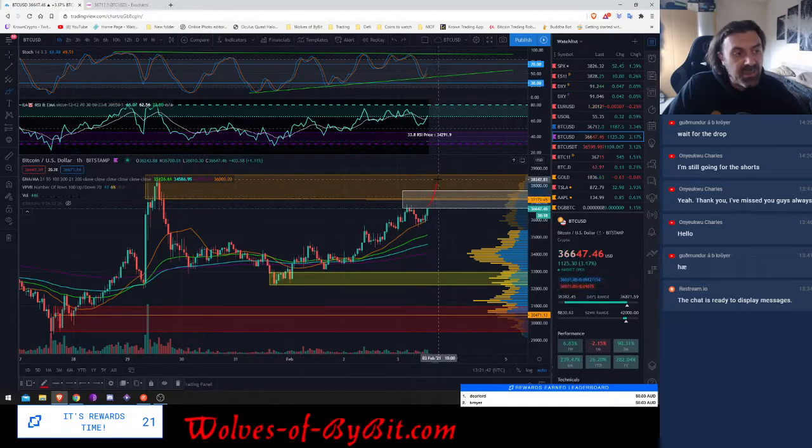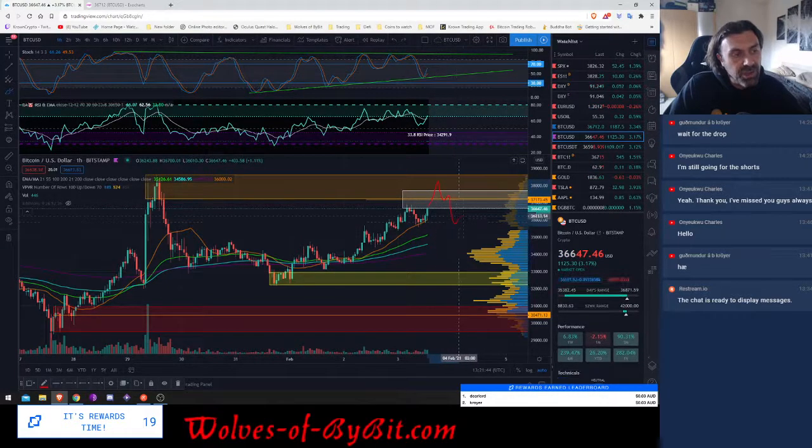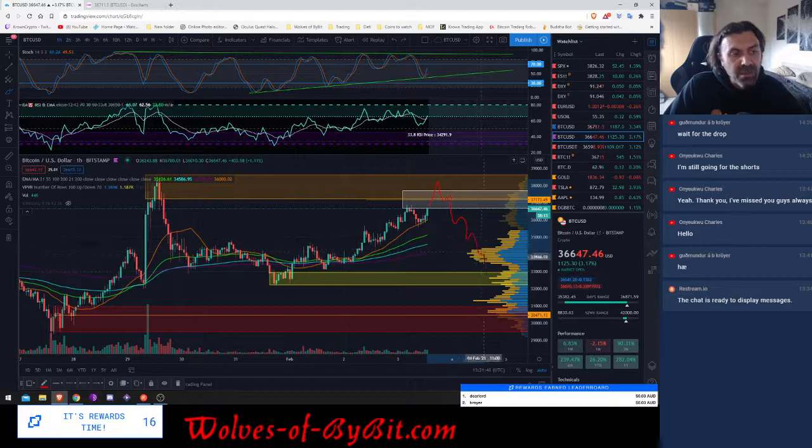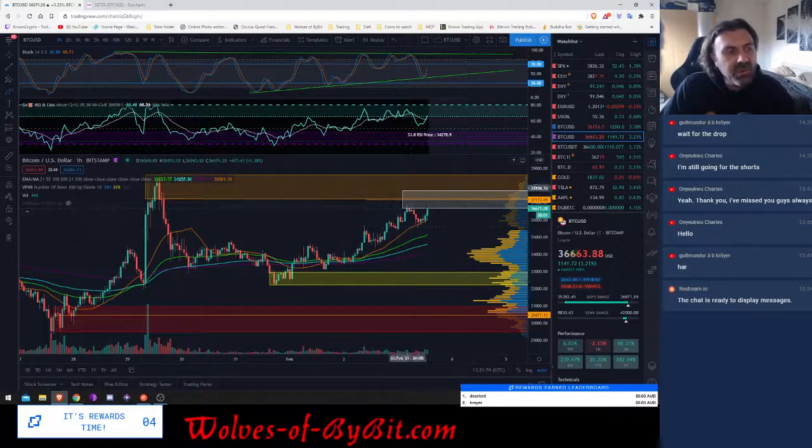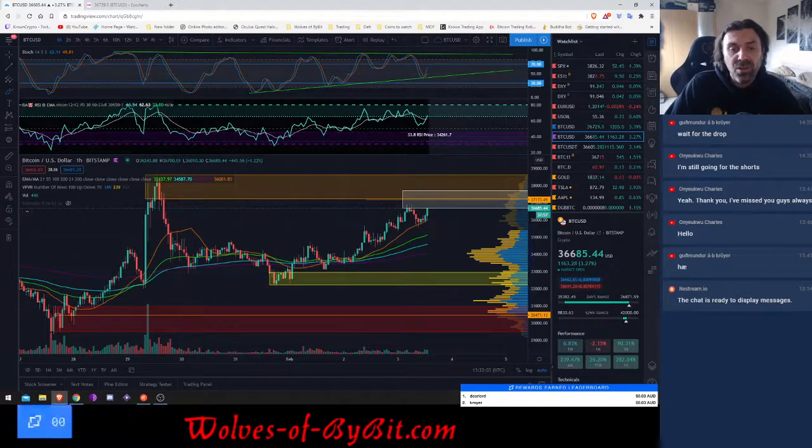Because if you sit in a long and it starts to reject, then where is it going to go? This range is so much larger, potentially to take a lot of loss. So in my mind, it also makes a lot more sense right here to be looking for a short rather than to be going for a long.